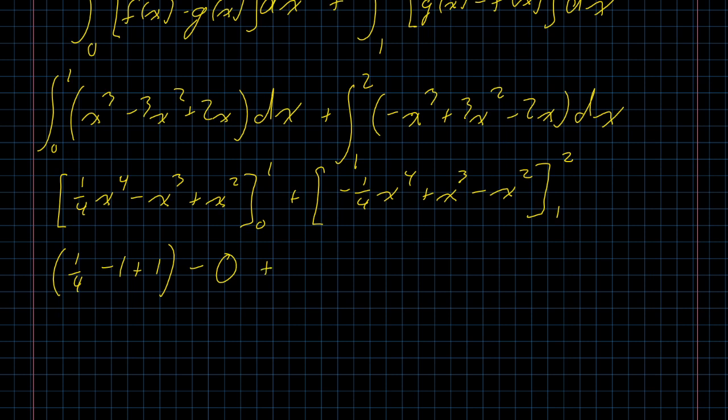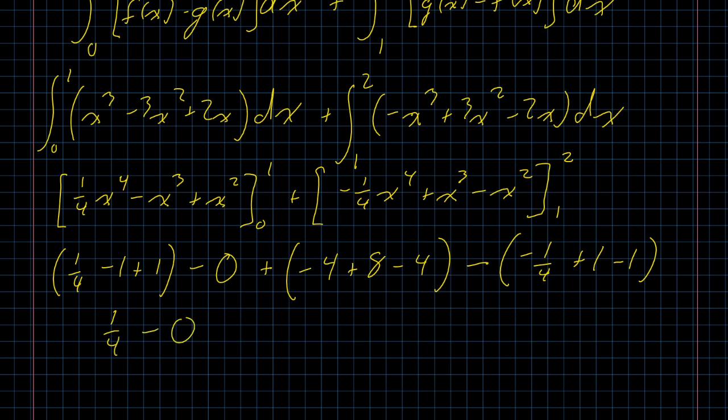Evaluate when x is 2. Well, 2 to the 4th is 16. 16 divided by 4 is 4, and that was negative. So we have negative 4 plus 8 minus 4. And then when x is 1, we have negative 1/4 plus 1 minus 1. So 1/4 minus 1 plus 1 is just 1/4.